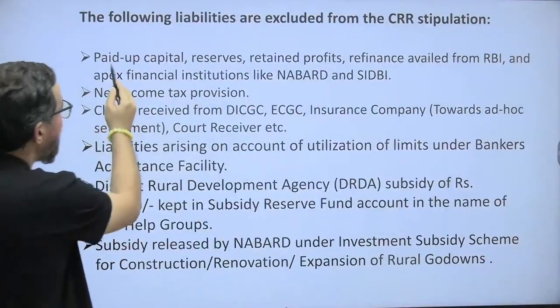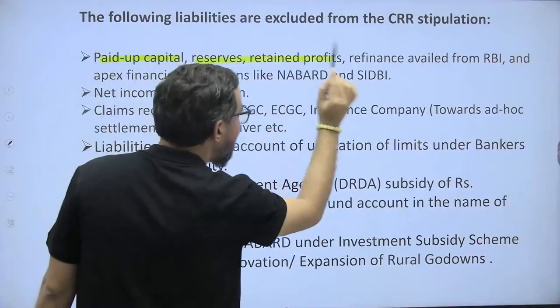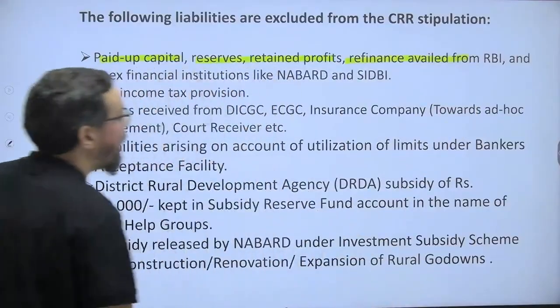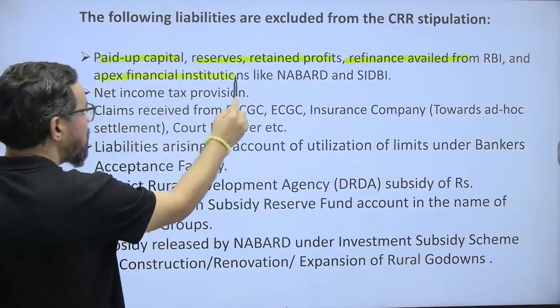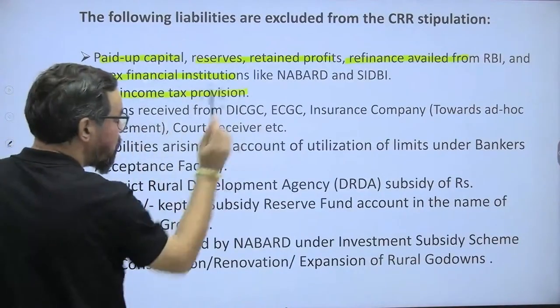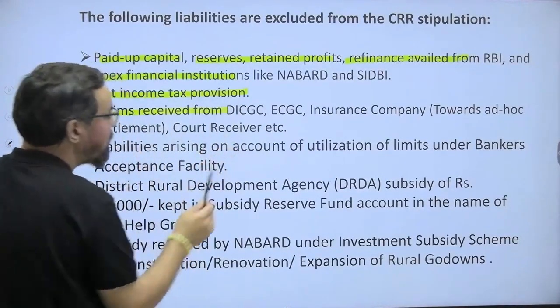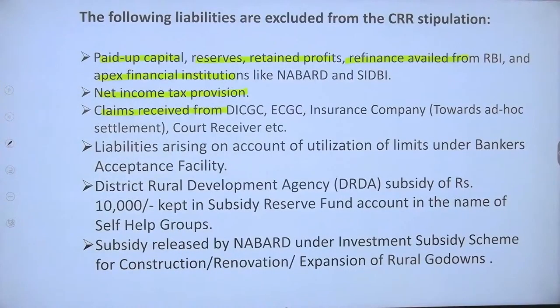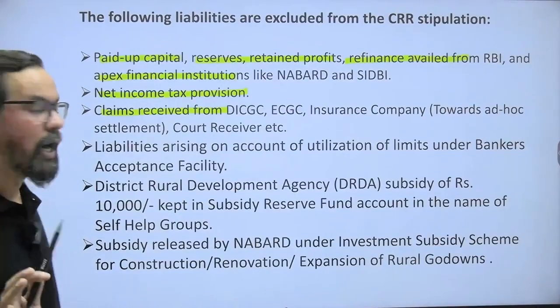Paid up capital reserve, retained profit, refinance availed from RBI and apex financial institutions like NABARD, SIDBI, Exim and all. Net income tax provision also, claims received from DICGC, Deposit Insurance and Credit Guarantee Corporation, and ECGC, Export Credit Guarantee Corporation, insurance company towards ad hoc settlements, court receivers and all, okay. These are the areas which generally get exempted while you calculate the DTL for the maintenance of CRR.